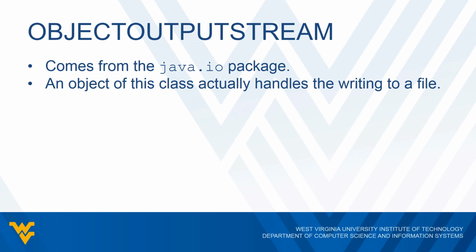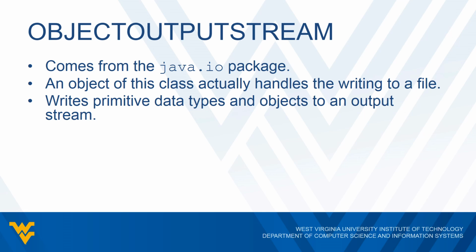For serialization or writing to binary files, you need two classes. You first need the FileOutputStream class to actually say, I want to write to this binary file, and then the ObjectOutputStream class actually handles all of the writing. So this class contains all of the methods. It handles all the primitive data types, all the objects. It has all these methods for writing to an output stream.